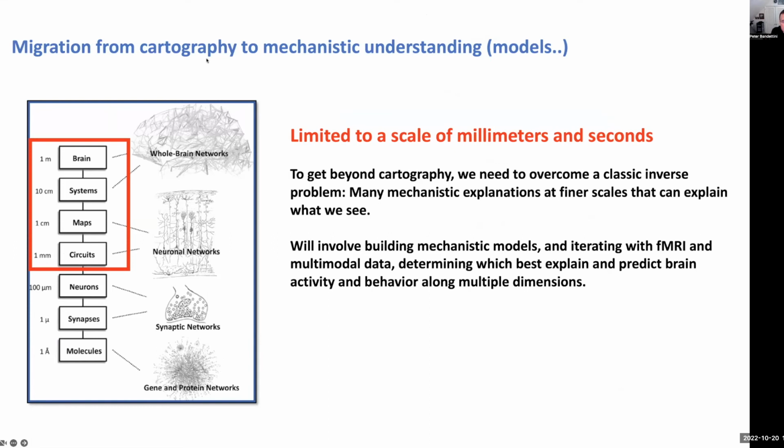So, migration from cartography to mechanistic understanding. Right now we're limited to this spatial scale in the brain, down to millimeters, and maybe seconds or a little bit faster than that. And it's an inverse problem, essentially. There are many different mechanisms that could explain our maps and explain those time series. To get at those mechanisms, we need other measures and models that we build and iterate off of to get a deeper understanding.